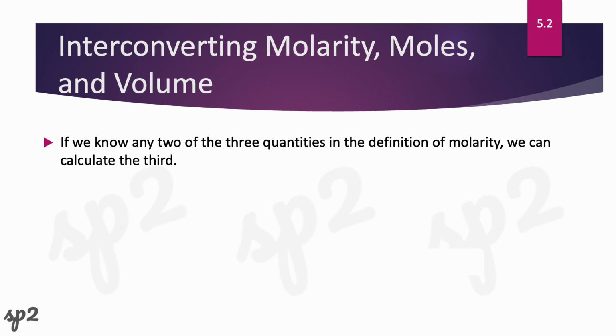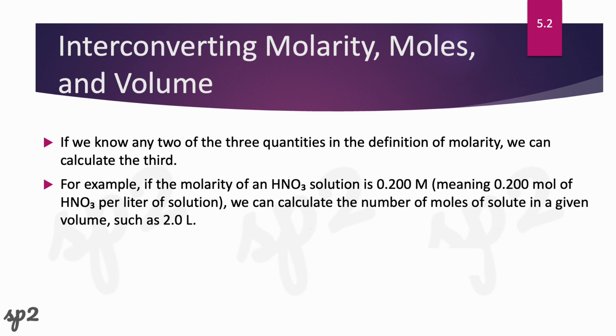Now we're going to be looking at how we can interconvert molarity, moles, and volume. Here's the idea. If I know any two of the three quantities in the definition of molarity, I can calculate the third one. For example, if I have the molarity of nitric acid, and it says we have 0.2 mole per liter, this means that I have 0.2 moles of nitric acid per 1 liter of solution. So I can calculate the number of moles of nitric acid in any given volume. Let's say I have 2 liters.